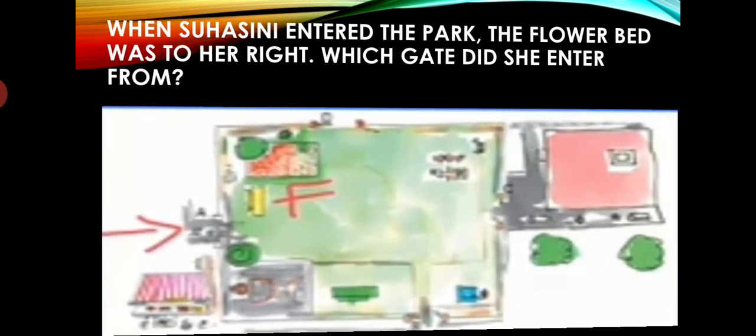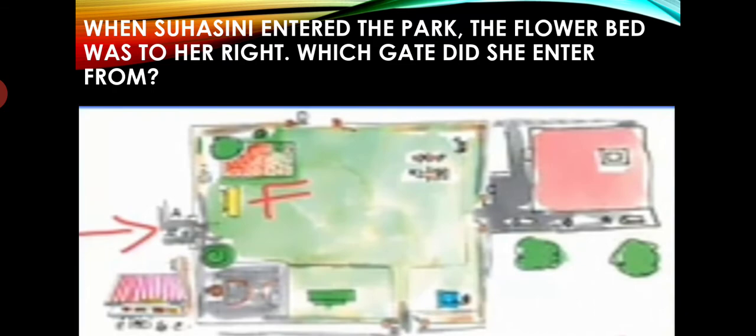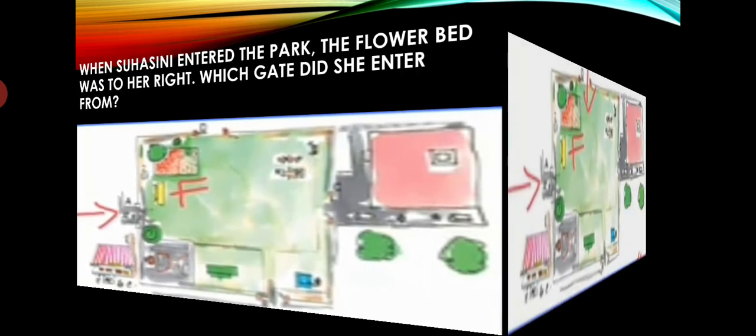Next, when Suhasini entered the park, the flower bed was to her right. Which gate did she enter from? Now Suhasini can enter from 2 sides, from gate A as well as from gate C. So if she enters from gate A, where will the flower bed be? It will be on her left hand side. And when she enters from gate D, where will the flower bed be? It is on the right hand side.